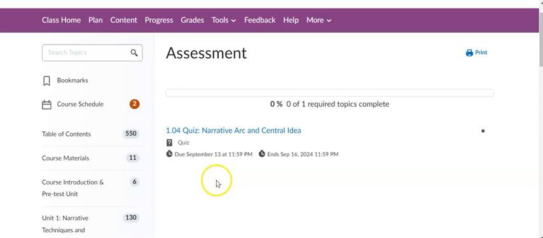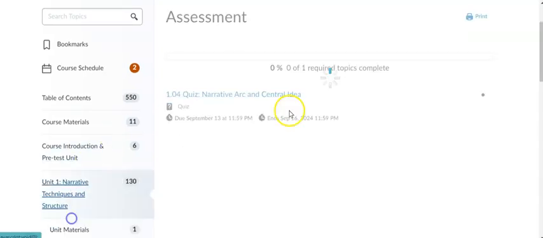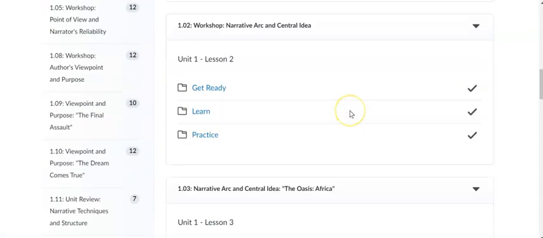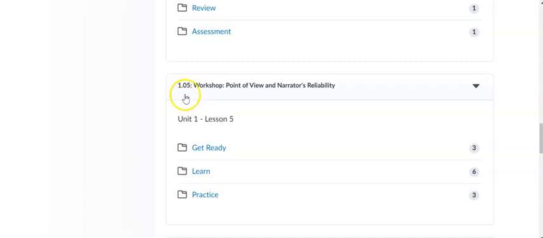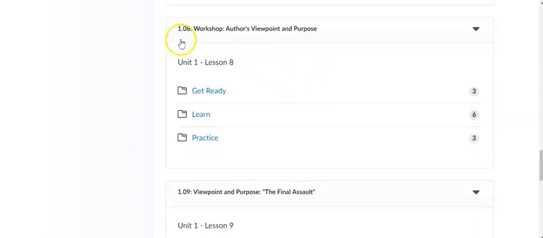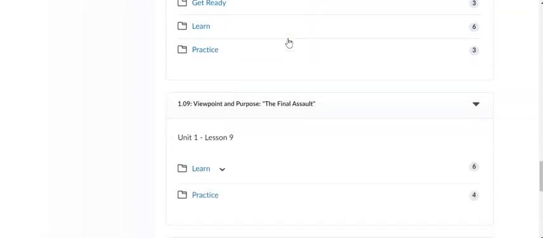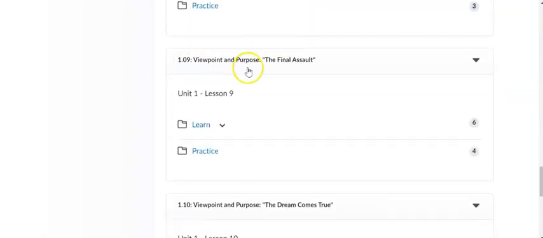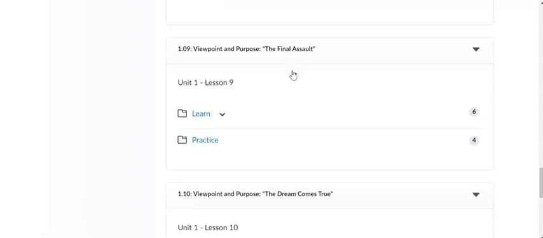So if we go into that assessment, here's the 1.04 quiz, narrative arc and central idea. It is due September 13th, and it ends September 16th. Next, we have our 1.05 lesson, workshop, point of view and narrator's reliability. Our 1.08 lesson, workshop, author's viewpoint and purpose. 1.09 lesson, viewpoint and purpose, the final assault.